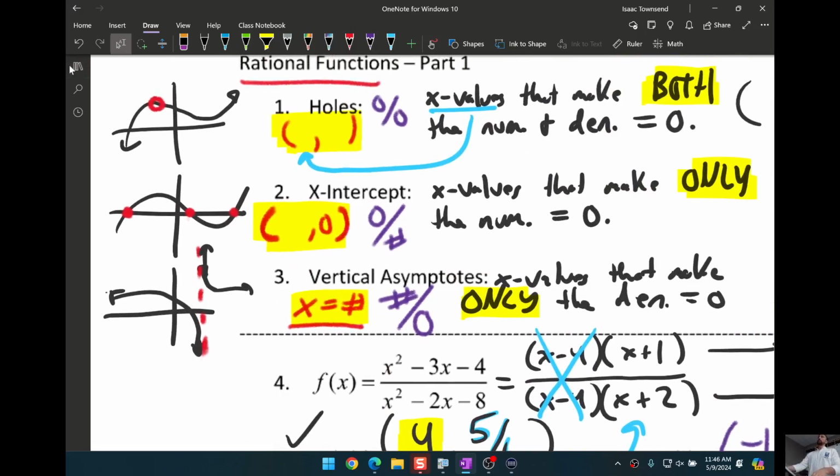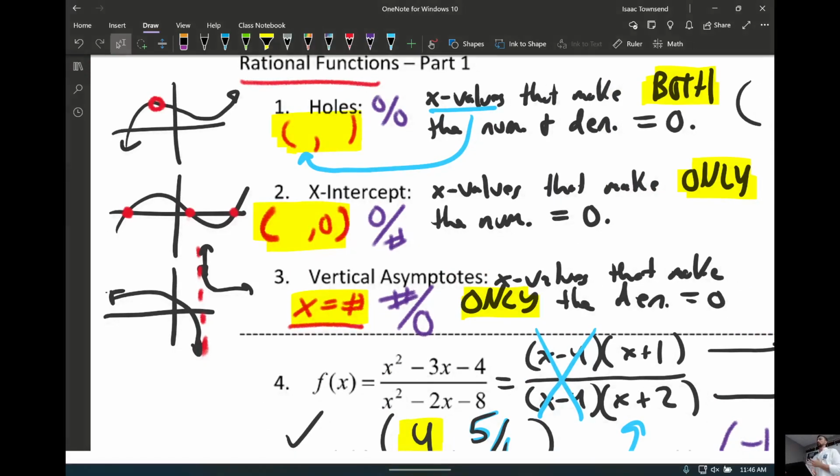So for these three, you need to make sure that you know that it can only be one of these at a time. If it's a hole, it can't be an x-intercept or a vertical asymptote. If it's an x-intercept, it couldn't be a hole or a vertical asymptote. And if it's a vertical asymptote, it can't be an x-intercept or a hole. Visually, it only makes sense to be one of each. So, vertical asymptotes, any number that makes just the denominator 0. X-intercepts, any number that makes just the numerator 0. And if it happens to make them both 0, we ended up with holes instead.